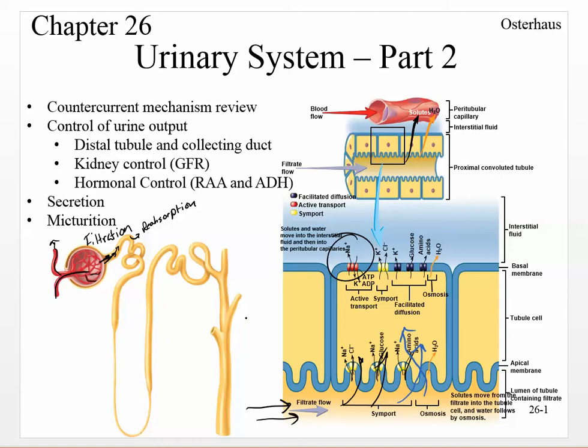And then we talked about how it changes in the descending loop of Henle. The descending loop of Henle is permeable to water, but not salts. Okay, so now we have some selectivity. And the ascending loop of Henle is permeable to salts, but not water. Ordinarily, if this were doing this all by itself, we would see that it's very dilute on the left and very concentrated on the right. But that's not the way it is.